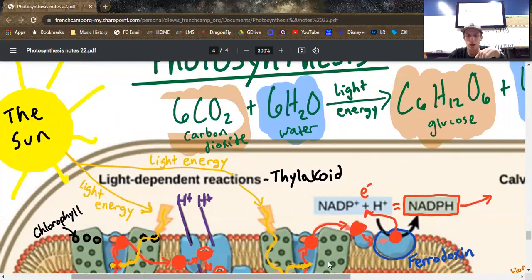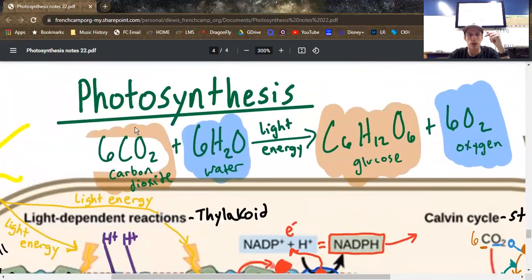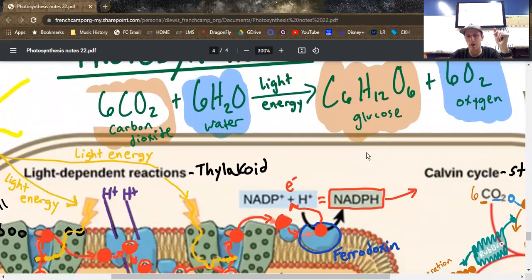If we look at this equation, then you see we've got carbon dioxide plus water gives us glucose and oxygen. We used water, we split the water, and that gave us the oxygen. And so now we need to move over into the Calvin cycle, and we're going to learn how we can input carbon dioxide and get glucose out of it.